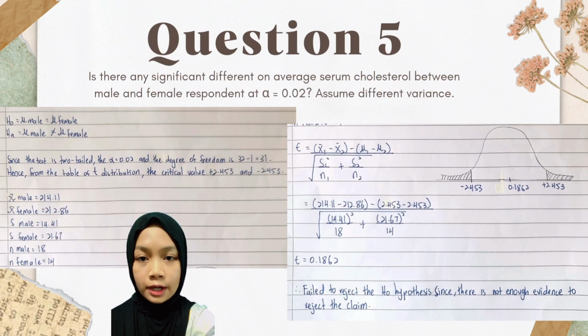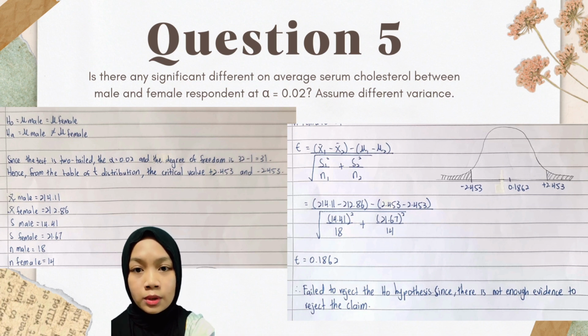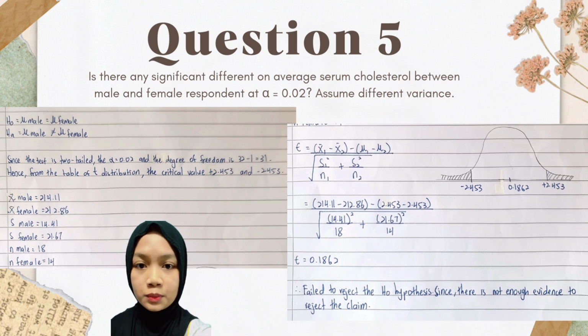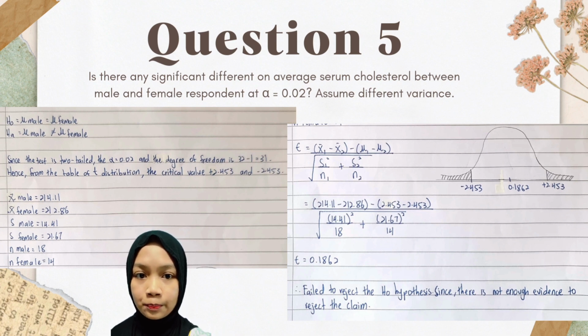For question 5, is there any significant difference in average serum cholesterol between male and female respondents at alpha equal to 0.02? Assume different variance. First, we state the hypothesis: H0 average male equals average female, and H1 average male not equal to average female. Find the critical value from the t distribution table and get plus minus 2.453.